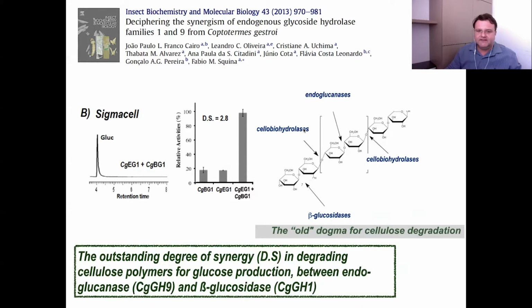Another interesting point about the termite biocatalytic system is that the termite does not produce cellobiohydrolases, which are a major player in fungal cellulolytic systems. So these insights brought us a hypothesis: whether the termite could have chosen a different evolutionary path because it does not produce a major player in cellulose degradation, the cellobiohydrolases.